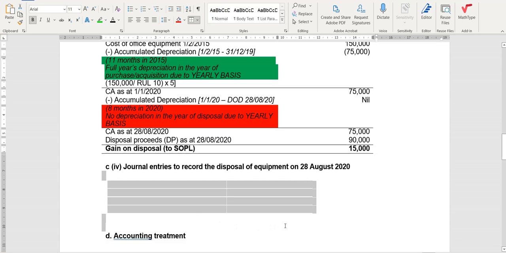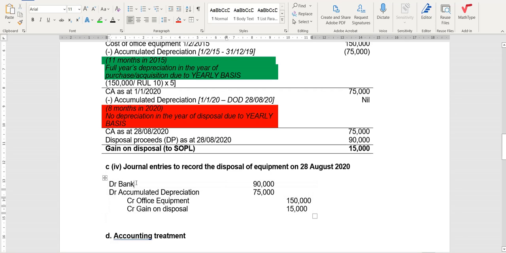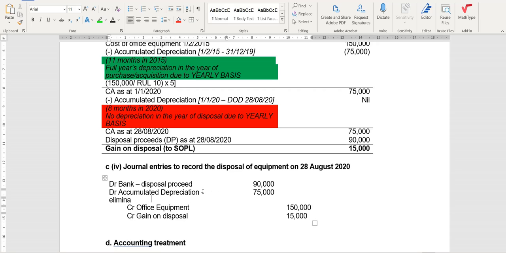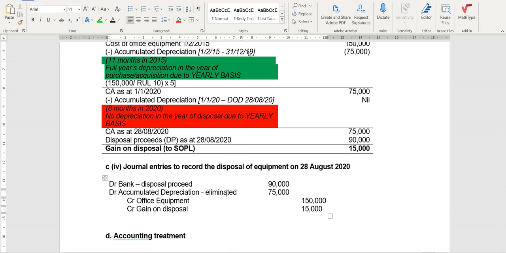So let's look at the journal entry. This is the journal entry to record the proceeds that you received in cash. When you receive the proceeds due to the disposal, the depreciation related to the disposed asset must be eliminated. That's why you are debiting your accumulated depreciation, because you do not just remove the asset physically, you also need to remove all the related records.